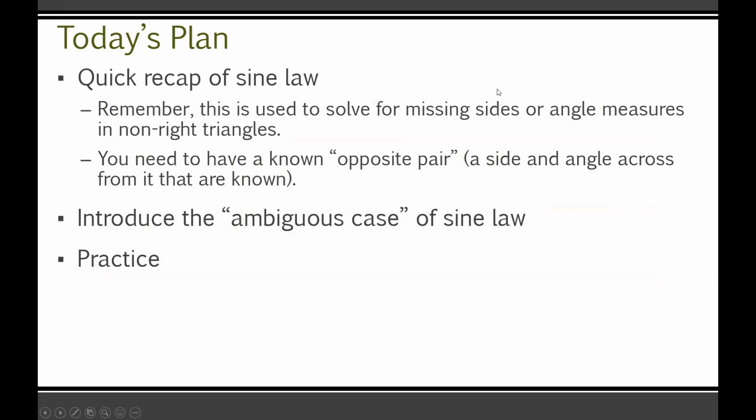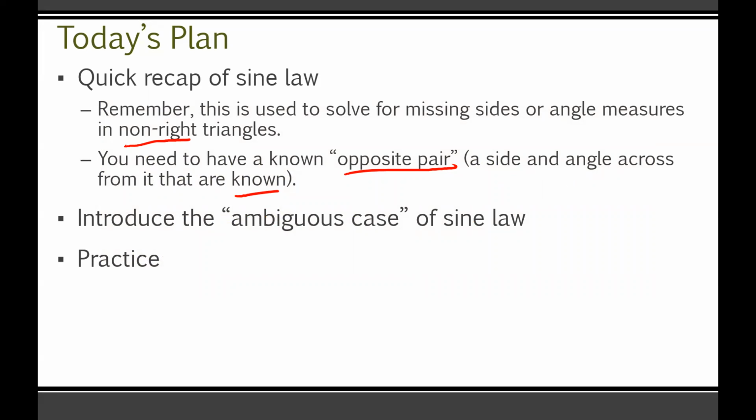I want you to remember that this is just used to solve for missing sides or angle measures in non-right triangles. So in other words, when you don't have a right triangle, any other kind of triangle, you can use sine law. However, you need to have a known opposite pair. In other words, a side and the angle across from it that are both known. You cannot use sine law unless you have that opposite pair. Yesterday, I referred to that as the key. If you have that key, you're good to go. You can use sine law.